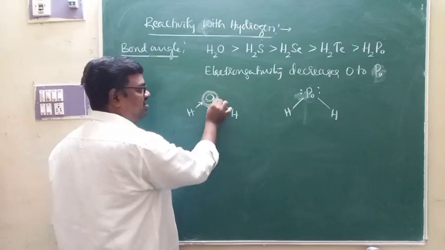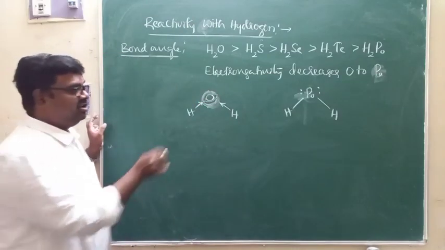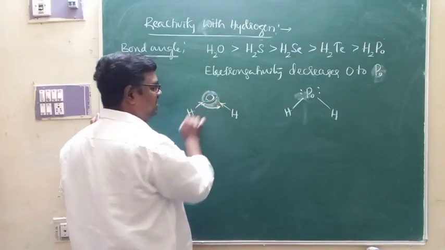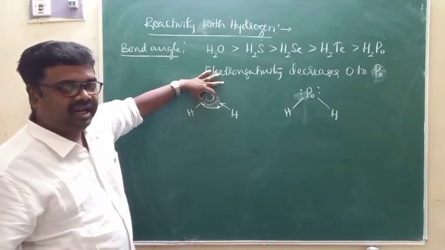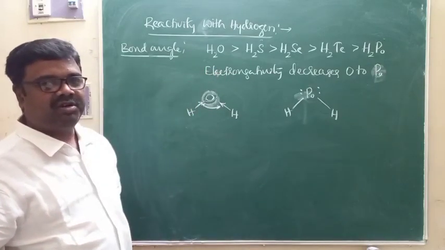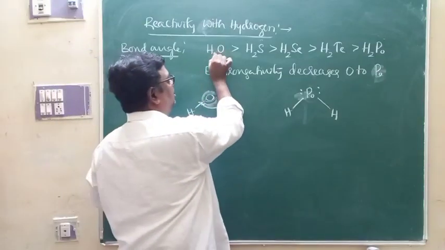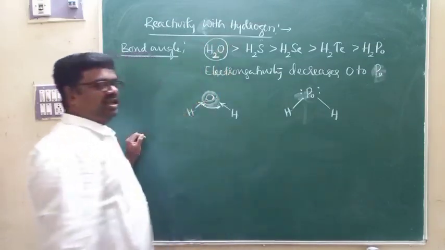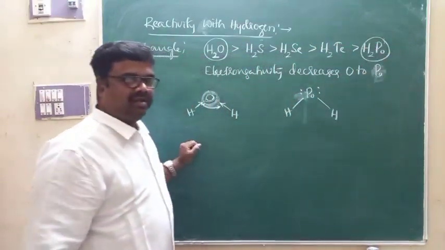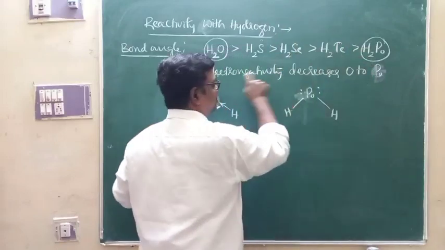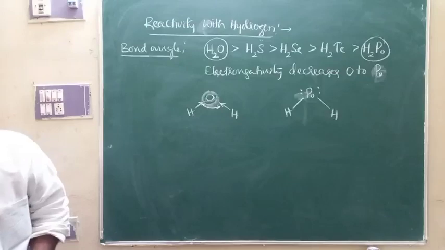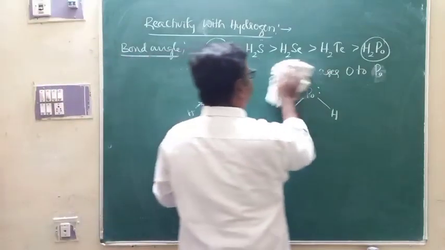But here, electron density around oxygen is very high due to its high electronegativity. Repulsion starts because of the high electron density around oxygen, and the bonds get repelled. Then what happens? Bond angle increases. Therefore, bond angle in the case of H2O is highest. Bond angle in the case of H2Po is least. From oxygen to polonium, electronegativity decreases. Therefore, bond angle decreases. Right? That is one property.